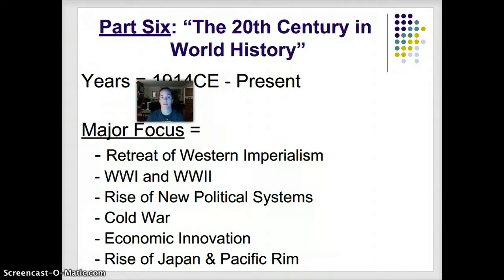When we talk about the Pacific Rim, we're referring to countries along the Pacific Rim, but more specifically, countries in Asia along the Pacific Rim.